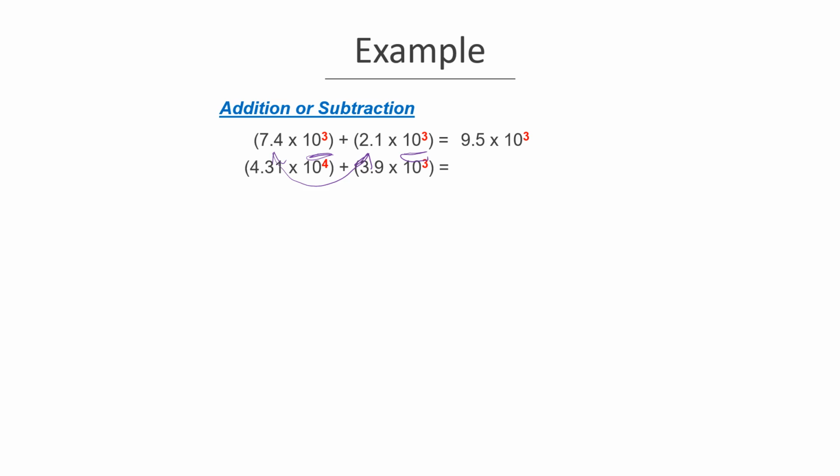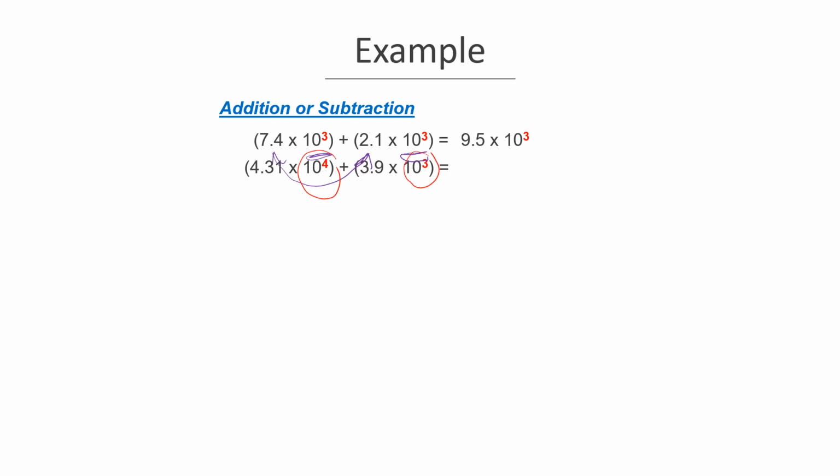So how about when we have different powers? For example, 4.31 times 10 to the power of 4 plus 3.9 times 10 to the power of 3. Here we have a different power: 10 to the power of 4 and 10 to the power of 3.